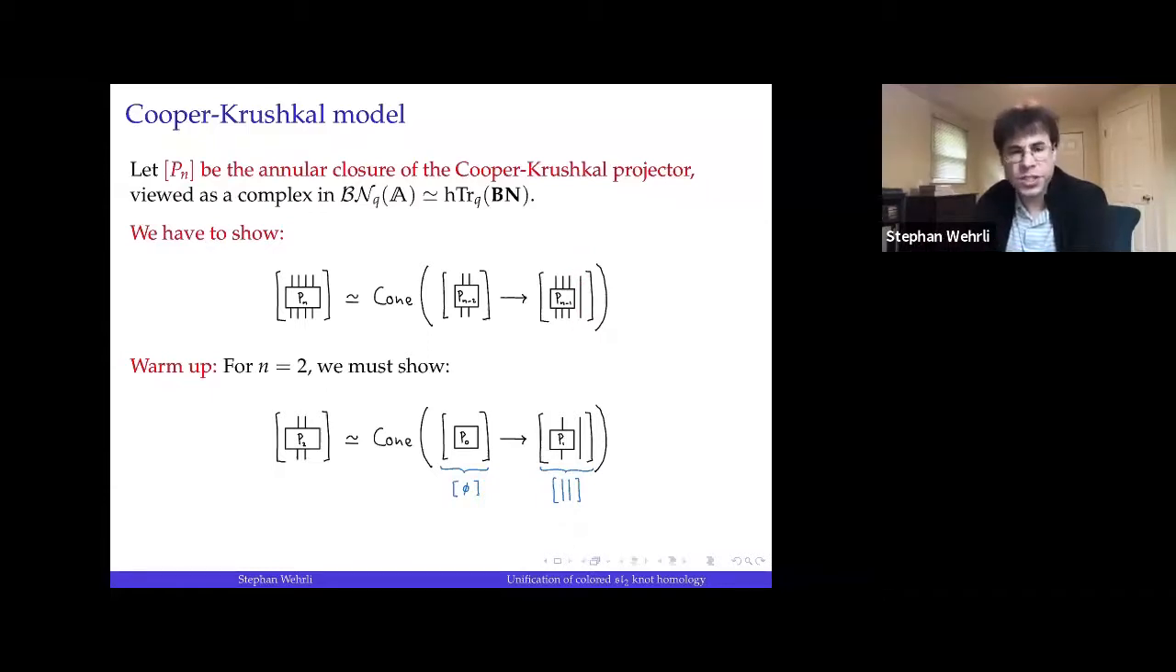Well, I first want to discuss the construction for the case where n is equal to 2. So for n equals 2, we have to show that the categorified projector P2 becomes homotopic to a cone if we take the annular closure. And now, here we have P0, here we have P1 with an extra strand. What is P0? Well, it's just the empty tangle in homological degree 0. P1 is just a strand, so here we just have two strands. So we have to show that in the annular closure, this becomes homotopic to such a cone from the empty tangle to two strands. That's what we want to show.